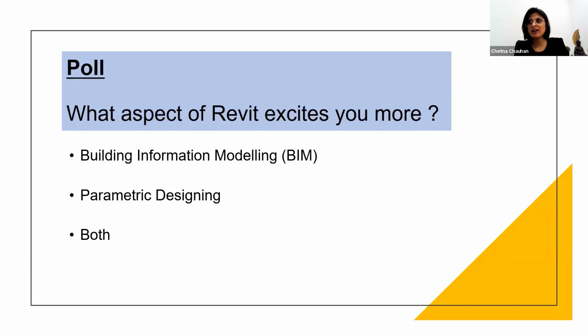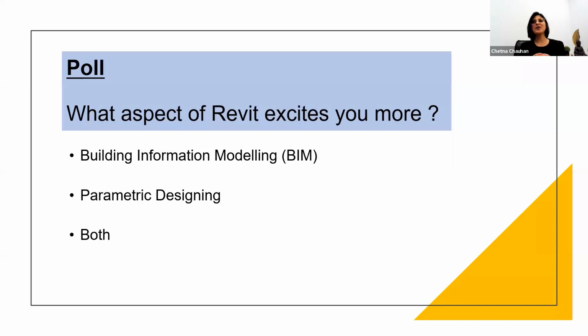So Komal, what part of Revit excites you more? Is it the BIM part, or is it the parametric designing part? That's definitely the BIM part, because I work more on the BIM part rather than the parametric part. Parametric is a bit complex, I feel. Okay, people who like math, I feel parametric designing is where math and art meet.